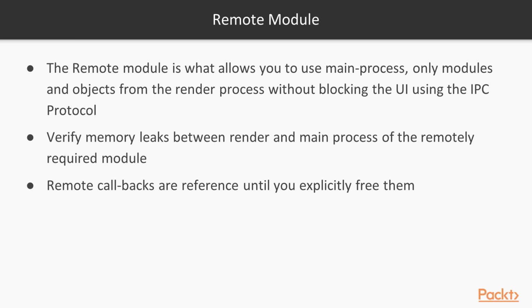On the other hand, when you're passing callbacks through the remote module from the render process to the main process and you don't explicitly free them, since they are event emitter instances, you can just remove the callback from the instances or from the callbacks stack so it gets freed. Or pretty much it can happen, but not most of the time, and it's not reliable. It can be garbage collected.